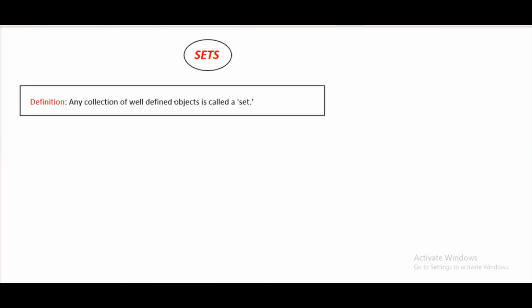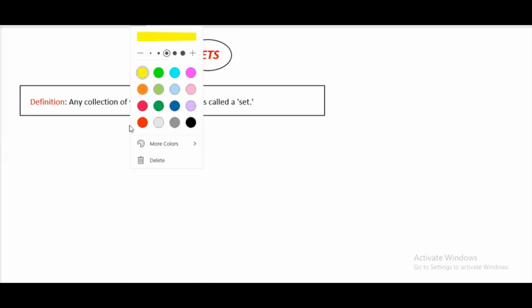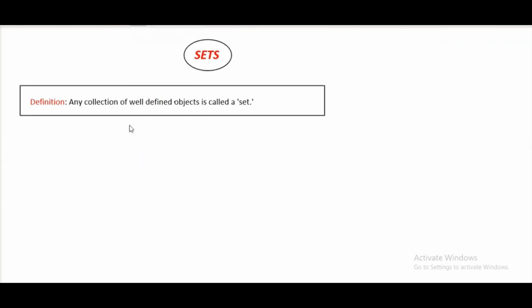Today in this video we are going to discuss the sets chapter. So let's see what is the definition of sets. Sets definition is a collection of well-defined objects. A collection of well-defined objects is defined as a set.